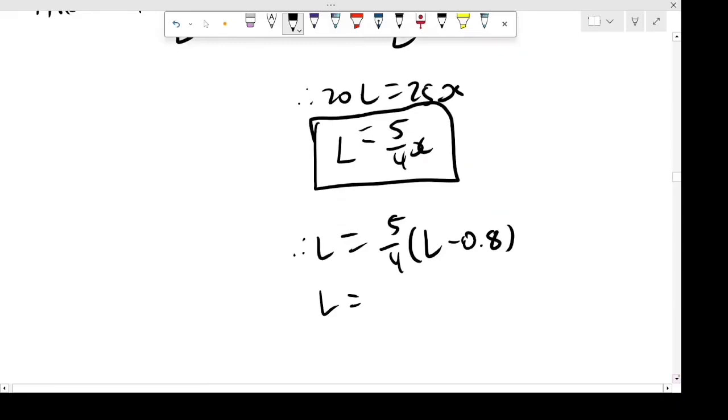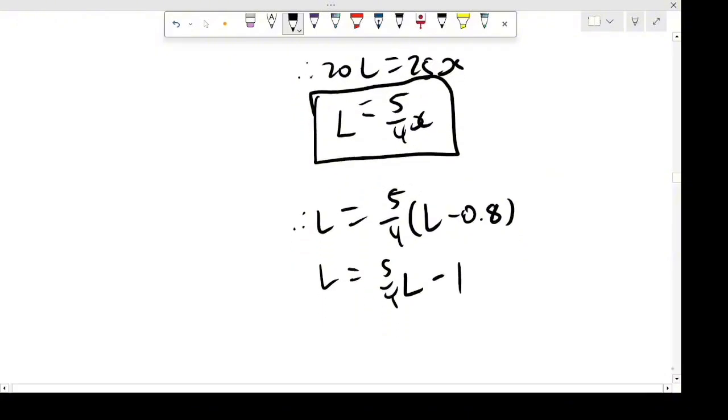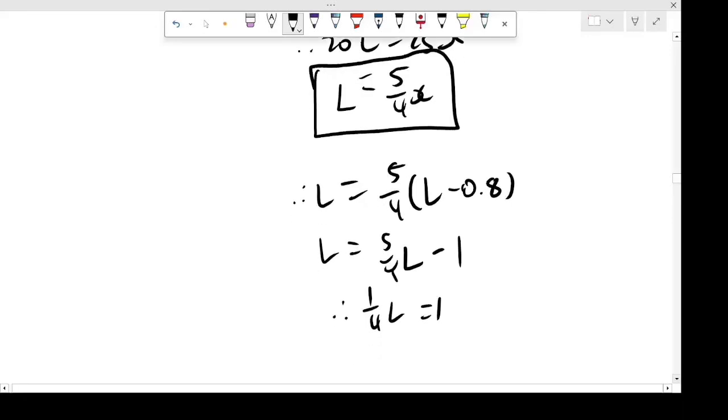So if I expand it, that's going to be 5 for L minus 1. Okay, so then that means that a quarter L is going to equal 1. So therefore L is going to be 4. So that is my natural length there.